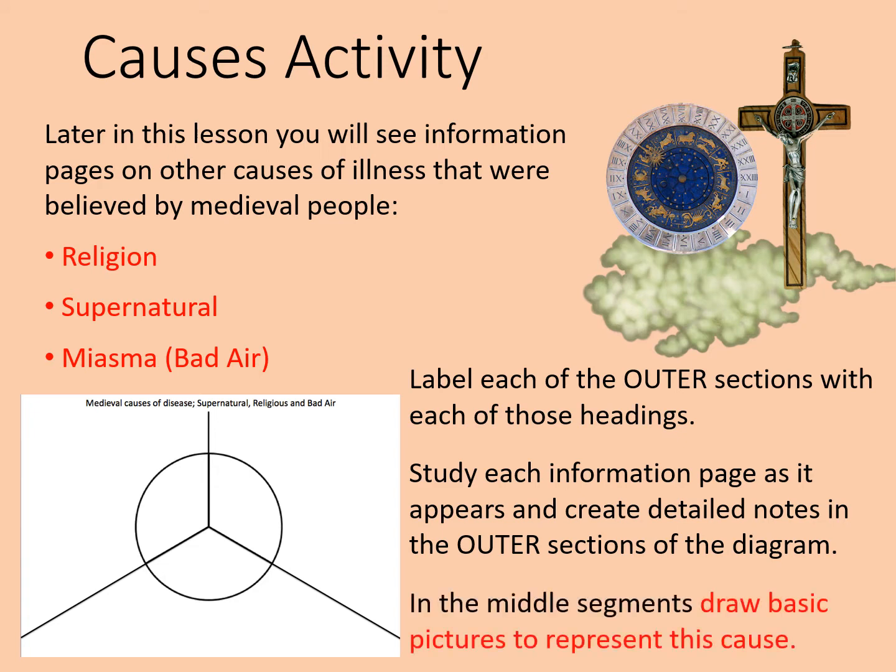In the middle sections, draw some basic pictures or a picture to represent that particular cause. Dual coding works by forcing you to think more deeply about it, and it also provides a visual clue even in the mind for when you're trying to recall these things later on, so it can help encode this information into your long-term memory. If you need to add the headings to those outer sections, then pause the video and do that now. If not, we'll move on to information page number 1.